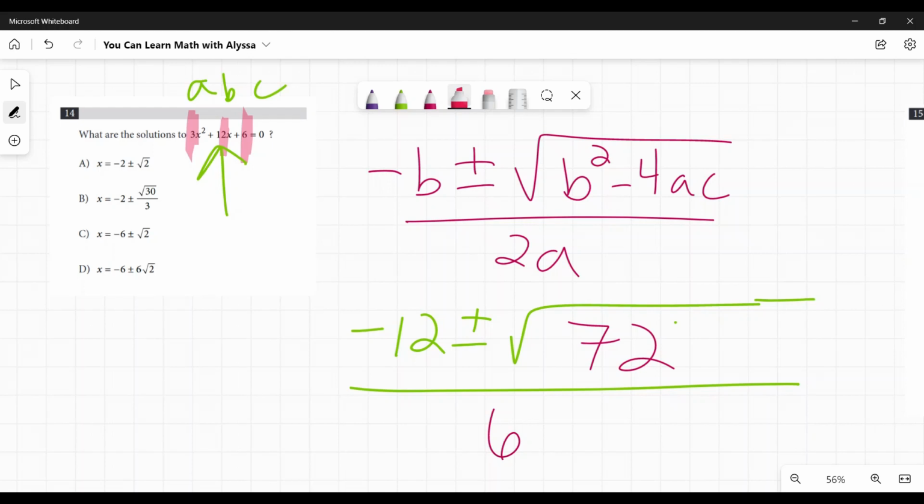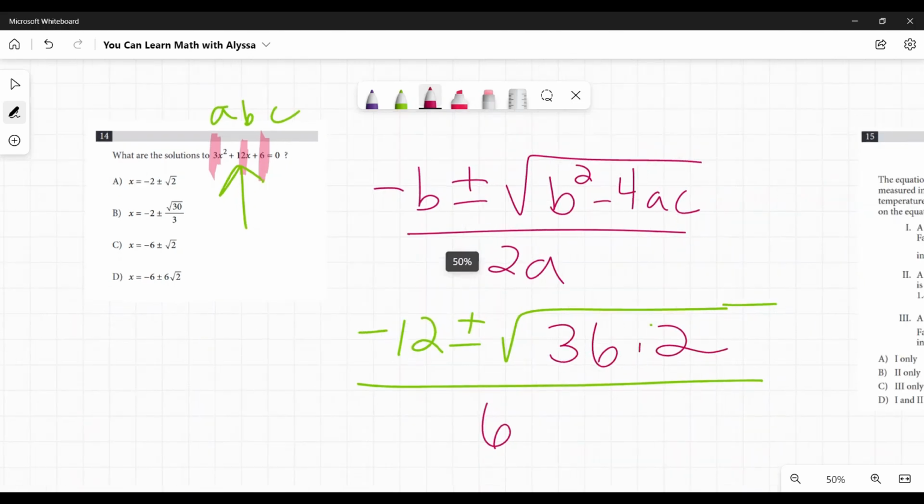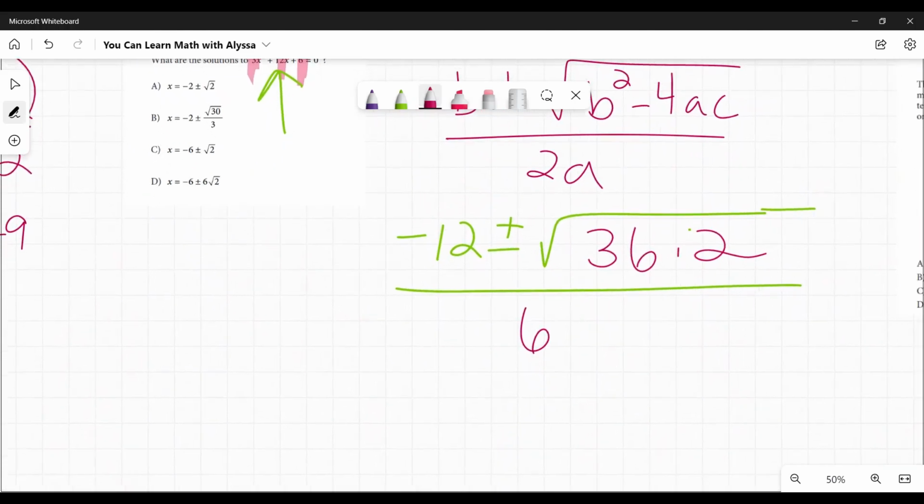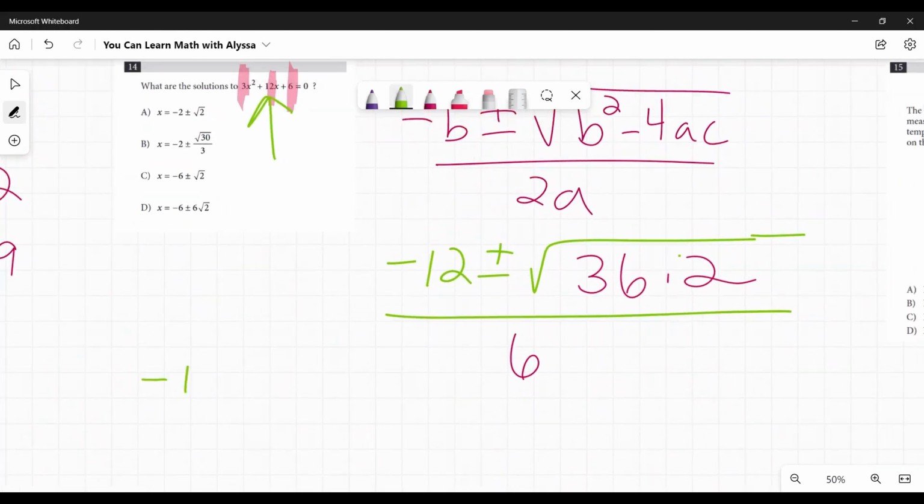Okay, so now I know 72 is 36 times 2. So, okay, I'll put that in there. It is 36 times 2. And now we can really start tidying this up. So I'm going to rewrite that as negative 12 plus or minus the square root of 36 times the square root of 2, because you can do that. That's one of those great things you can do with square roots, with radicals. And what is the square root of 36? It is 6. Hey! So negative 12 plus or minus 6 times the square root of 2, over 6.